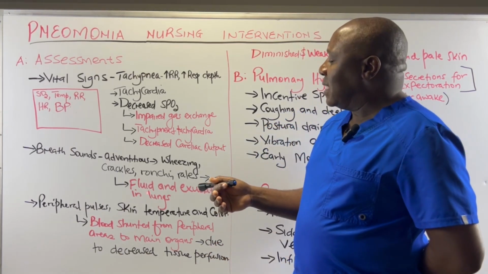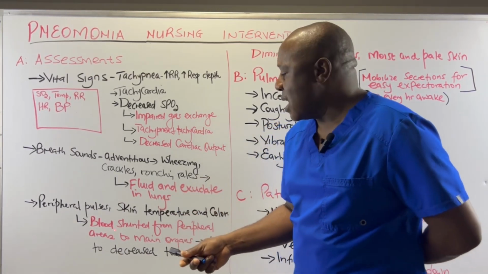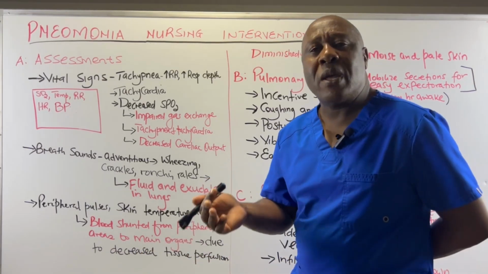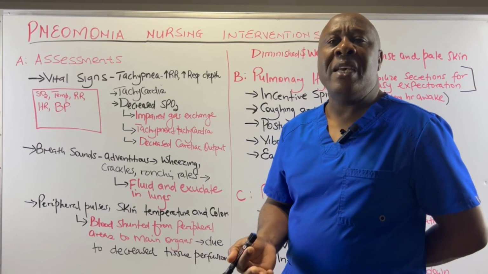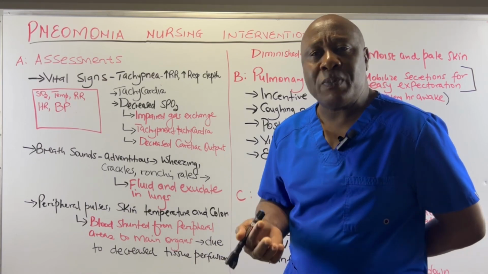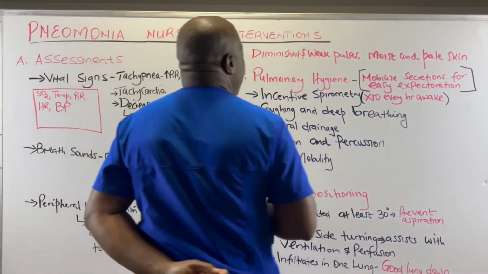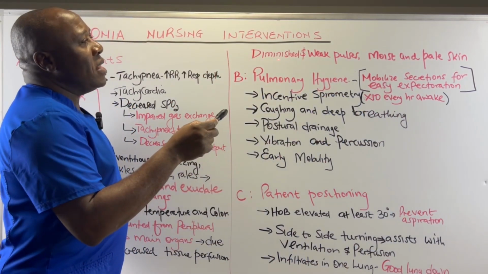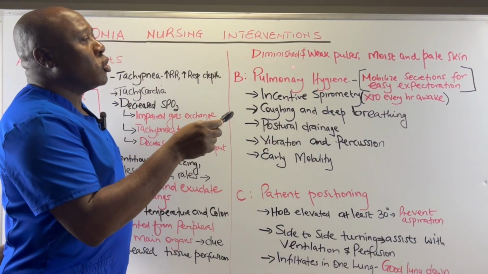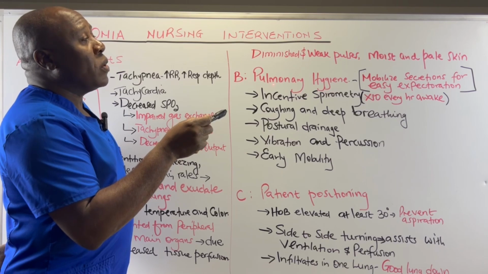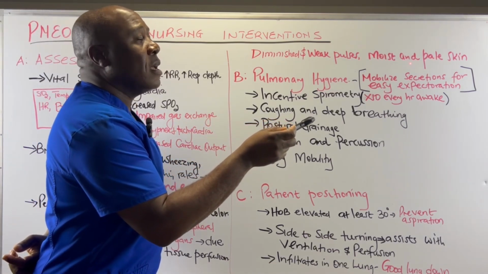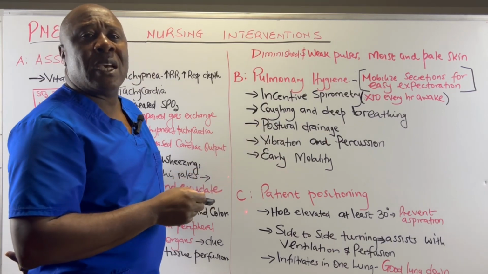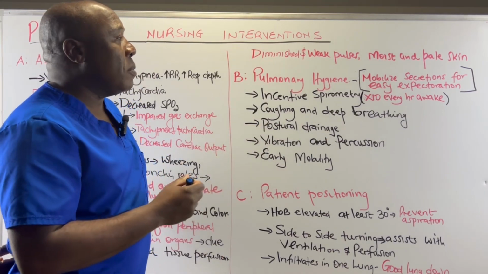So blood is shunted or directed to those areas so that our bodies can keep running. Now, when blood is shunted away from the peripheral areas, we experience weak pulses in those particular areas. We experience diminished pulses in the peripheral area. So when you assess patients with pneumonia, you realize that they have got diminished and weak pulses. Why? Because blood has been shunted away from those peripheral areas. You also experience moist and pale skin, because blood is channeled away from those areas to the major organs to keep the body running.